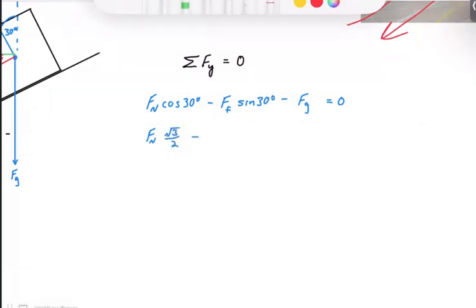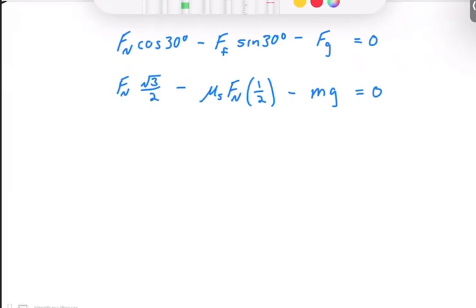minus the force of friction. And I think I can actually replace that with mu s. The force of friction is just mu times the normal force. In this case, it is actually mu s because it's not slipping at all. It's not going down. And the sine of 30, we said, is 1/2. Minus the force of gravity, which we know is mg. I don't know that, but that's okay.